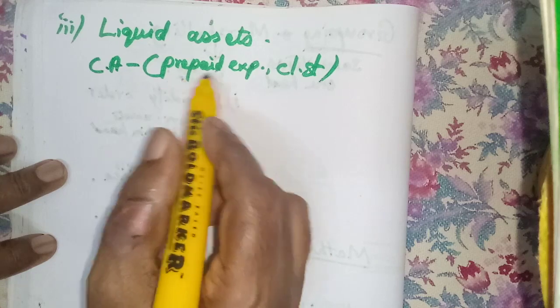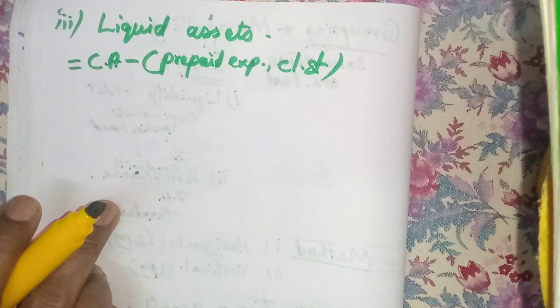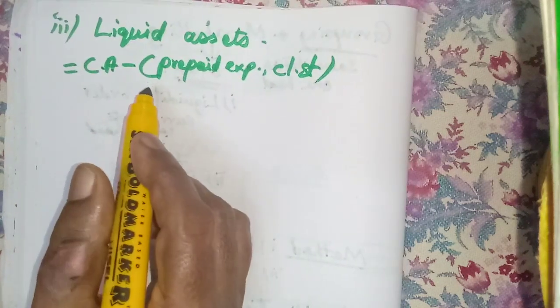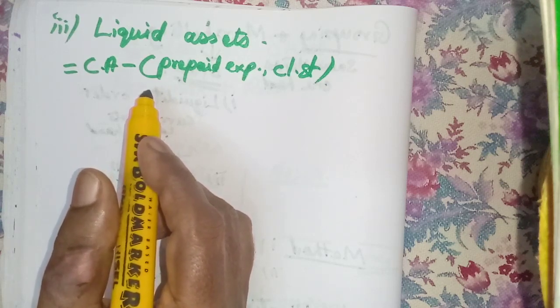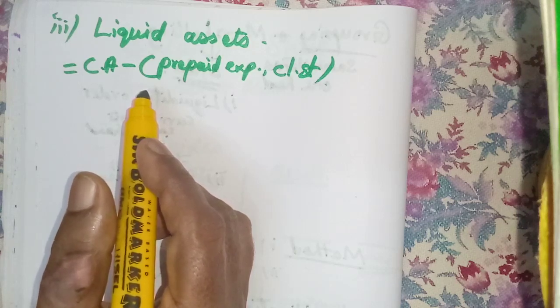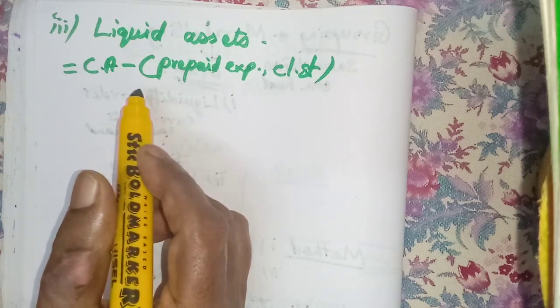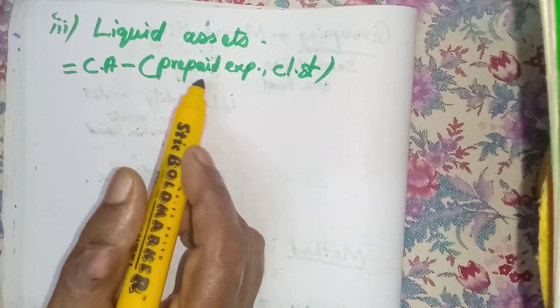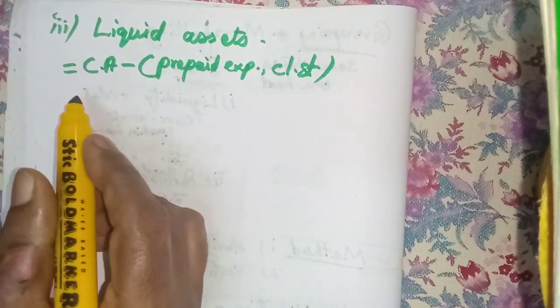Current asset minus prepaid expenses and closing stock, we will get the liquid assets. Okay, so what all will come? Cash in hand, cash at bank, then bills receivable, then sundry debtors, then short-term investments. Okay, then any accrued income. Okay, accrued income that we can get it, isn't it? That we can write. But prepaid expenses and closing stock must be excluded from the current asset. Then we will get the liquid assets.